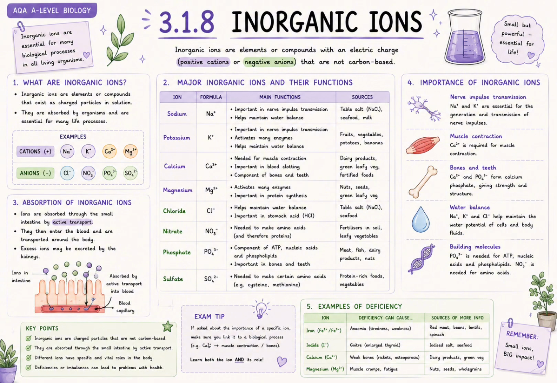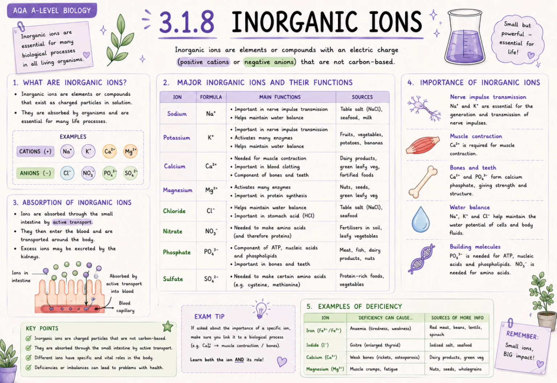Magnesium ions activate many enzymes and are important in protein synthesis, while chloride ions help maintain water balance and are involved in the formation of hydrochloric acid in the stomach. Nitrate ions are especially important in plants because they are used to synthesize amino acids and therefore proteins. Phosphate ions are biologically significant because they form part of ATP, nucleic acids, phospholipids, and bone tissue. Now, inorganic ions are absorbed into the body through processes such as active transport in the small intestine or through roots in plants. Once absorbed, they are transported in solution throughout the organism.